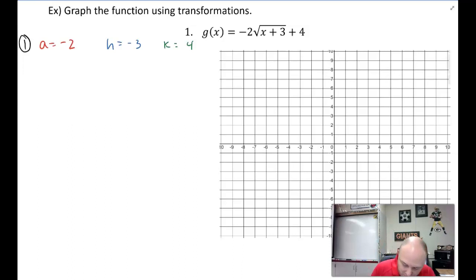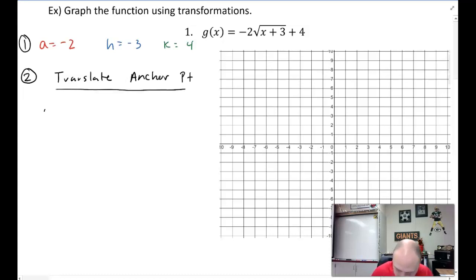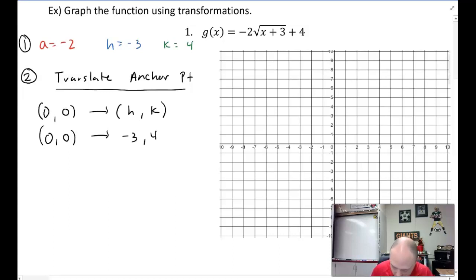All right, first thing I'm going to do is translate my anchor point. So 0, 0, that's my anchor point, and it's going to translate to whatever H, K is. So in this case, our 0, 0 is going to -3, 4. And let me color code these for you. Our H value, -3, K, which is 4.